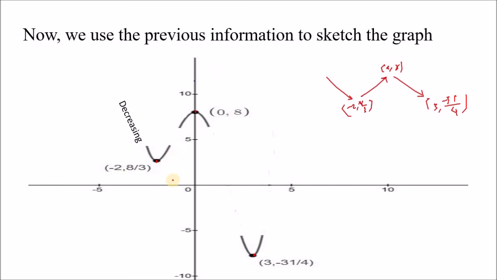You will notice that the function is decreasing on the interval from -infinity to -2. So from -infinity to -2, the graph is decreasing. That means I am expecting it to go this way. And then from -2 to 0, the graph is increasing. And then from 0 to 3, the graph is decreasing again. And from 3 to positive infinity, the graph is increasing.